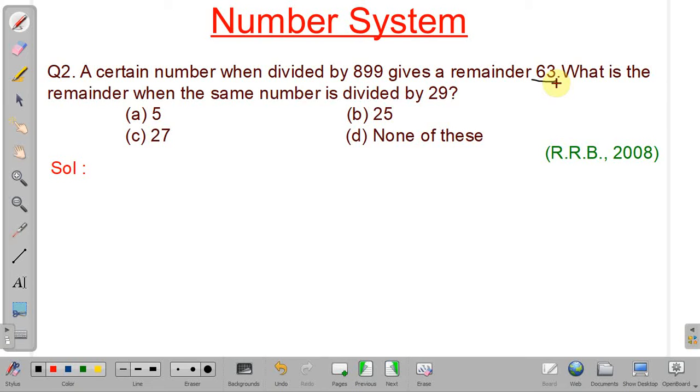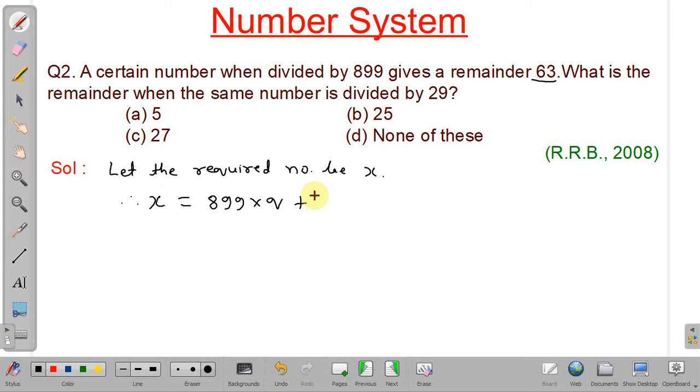See, we can assume the number. So let the required number be x. Therefore, when x is divided by 899, okay, it gives remainder 63. So the divisor is 899, suppose the quotient is q plus remainder is 63.